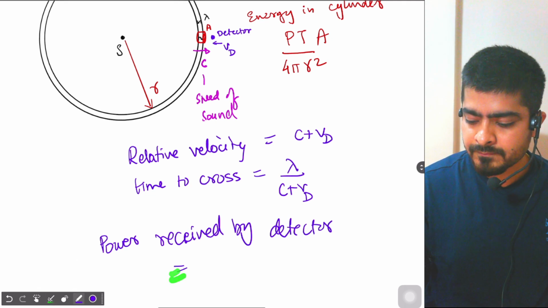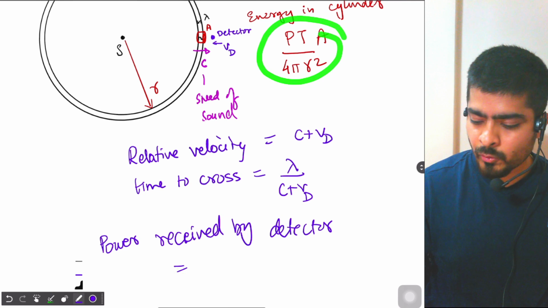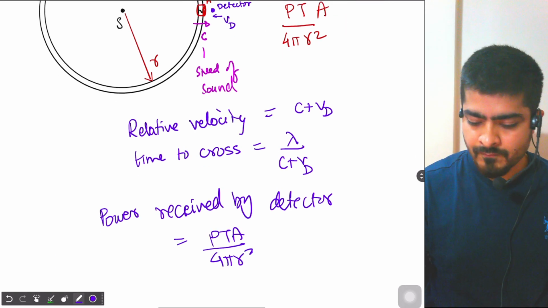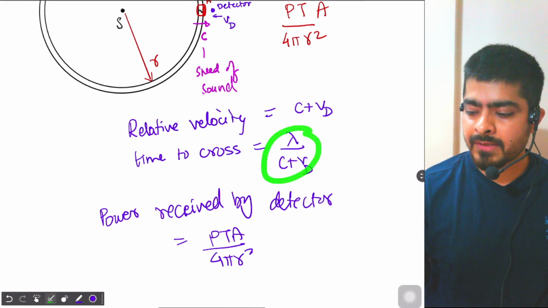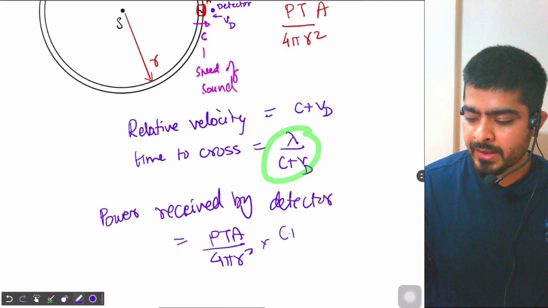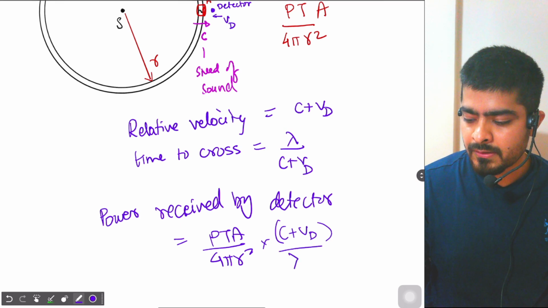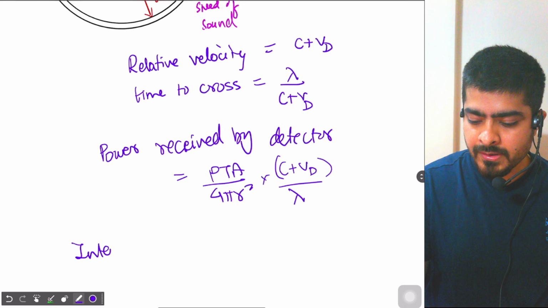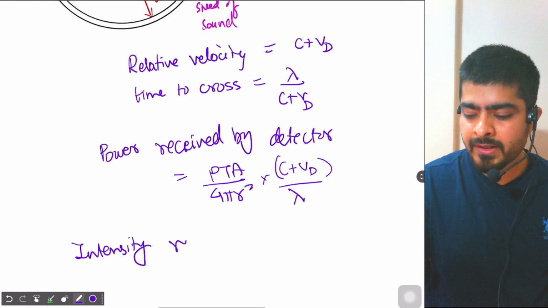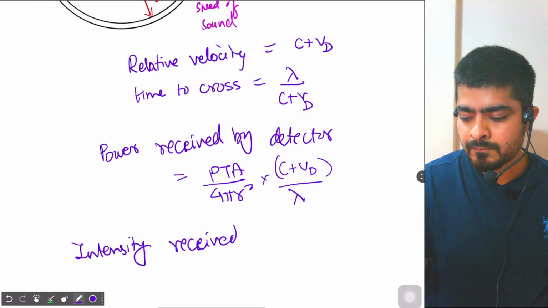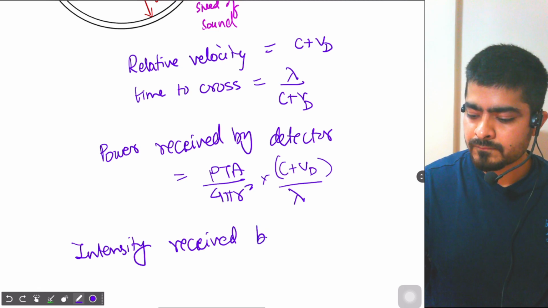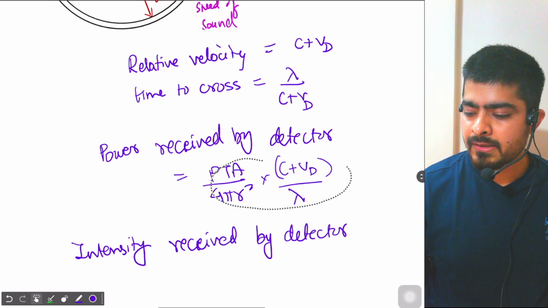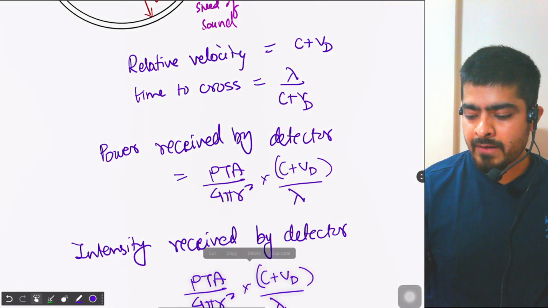Energy by time. So energy is PTA by 4 pi r square, divided by time, that is lambda by C plus Vd. So I'll write over here C plus Vd divided by lambda. This is your power. So intensity will be how much? Intensity received by detector, that will be this power divided by area.